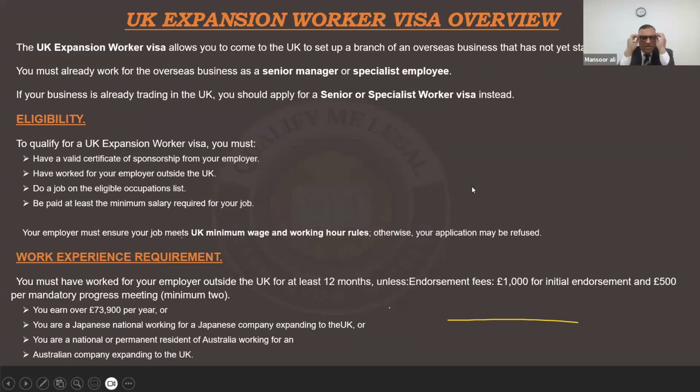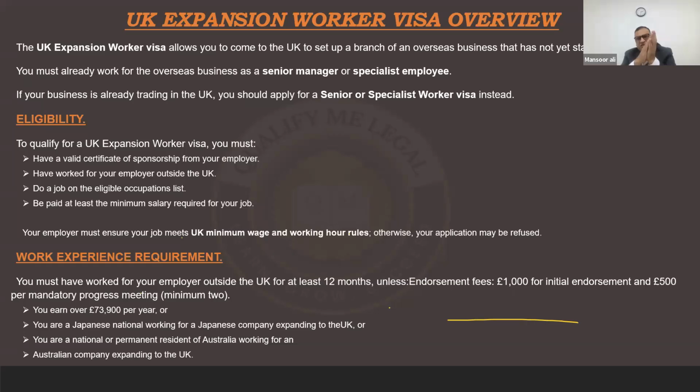Now, the next category is the UK expansion worker visa overview. The previous name of the UK expansion visa was the sole representative visa. Those people who have an idea of the sole representative visa can straight away pick up that this is basically a new name for it. It is called the UK expansion worker visa. If you have a business outside the UK and you want to establish a branch office or overseas business, then you can come through this visa.